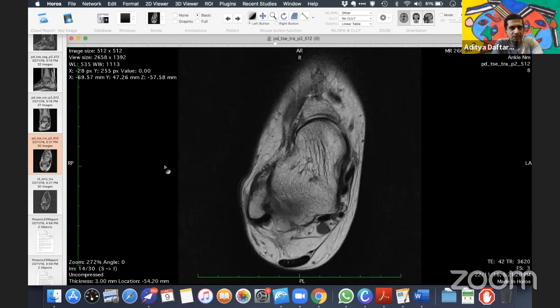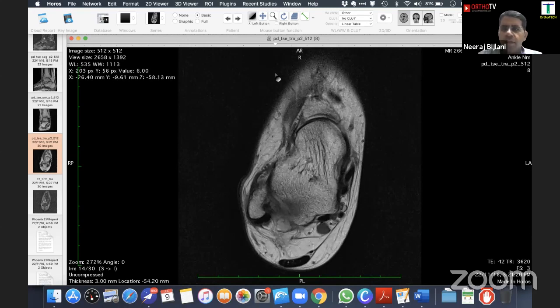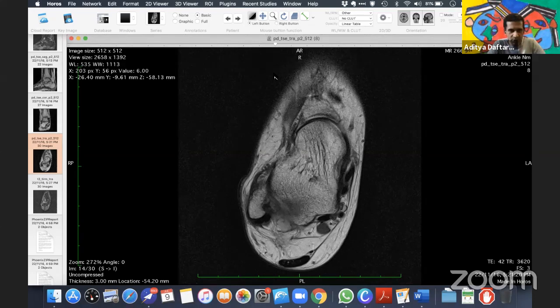Okay, see this area here anteriorly. You see that? You can ask for remote control, I'll give it to you. How do I do that? How do I ask for remote control? You go in more, go into more, view options.